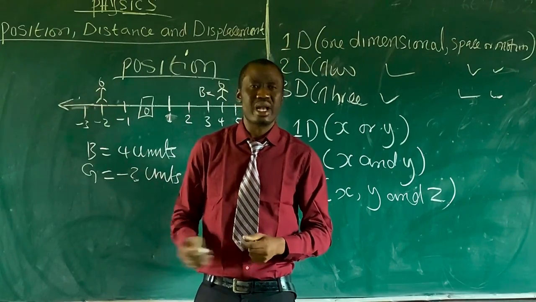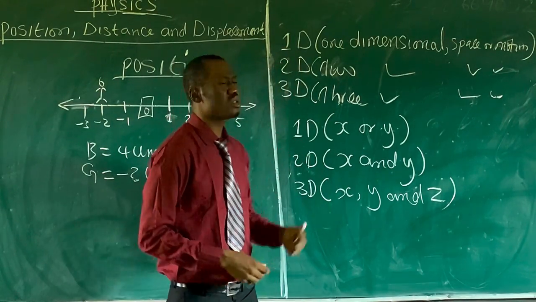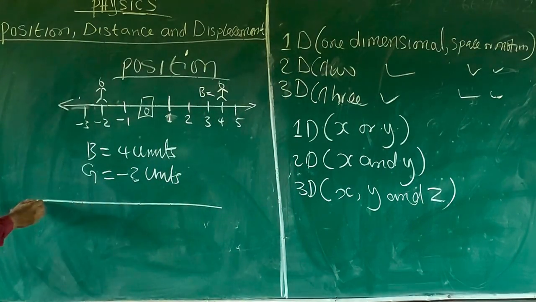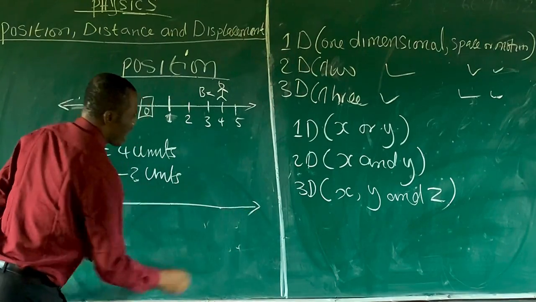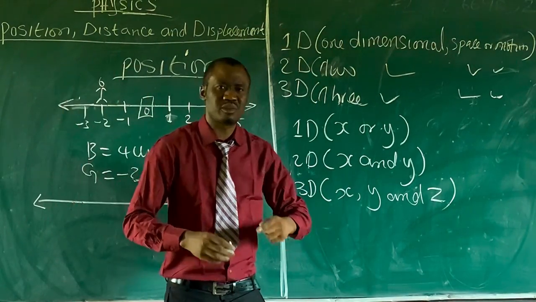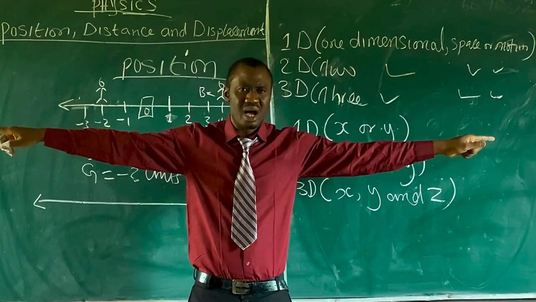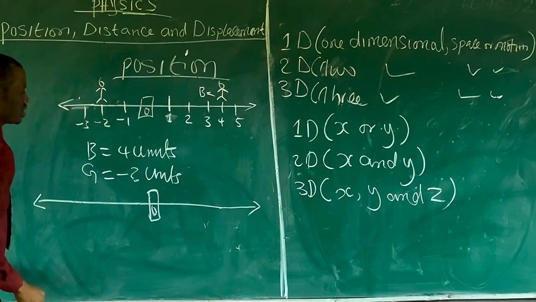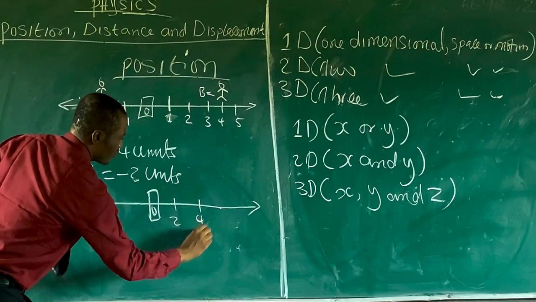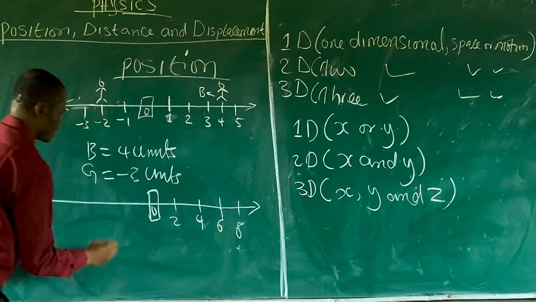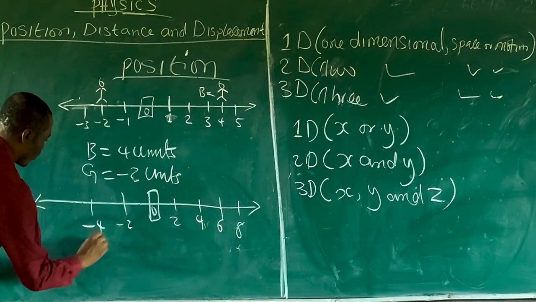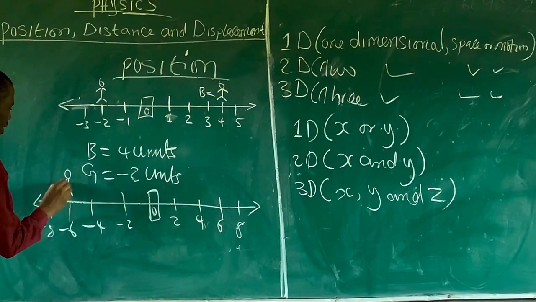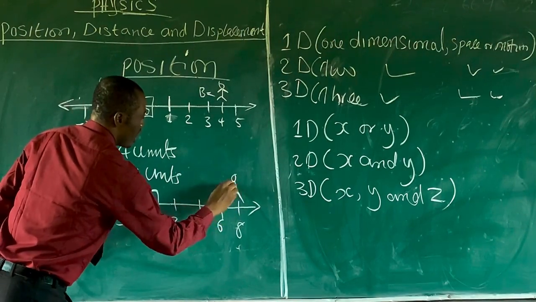Let's do one more, and then I will move to the other one, 2-dimensional space or motion. Look at this one here. Let's say we have the number line. Remember, a 1D space is a straight line expression. Let's say we have this point over here, 0. This is 2, this is 4, this is 6, this is 8. And this is -2, -4, -6, and -8. Let's say this guy is standing somewhere here. Another guy is standing somewhere here.